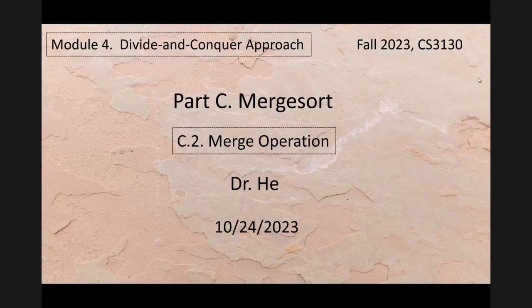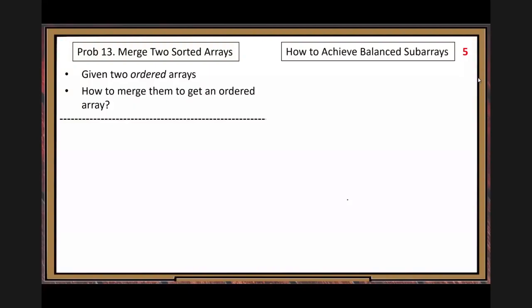Section 2, the merge operation. Now let's look at the details of the merge operation: how to achieve balanced subarrays. Here, let me describe the split idea. It's very simple and straightforward, just by our intuition, we can do it from beginning to end. Here I use a diagram to describe this idea. Whenever we merge two subarrays, we make them of equal size.